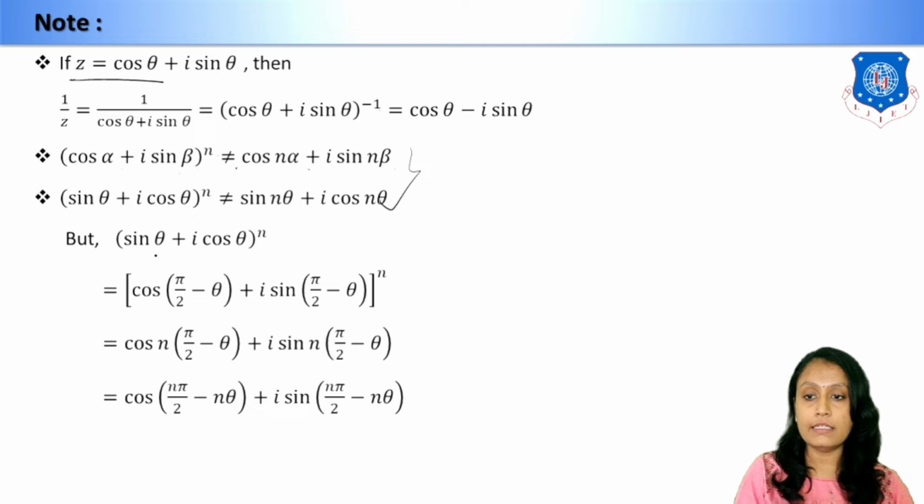But this (sin theta + i cos theta) whole raised to n, we can simplify and find some answer. So this sin theta we can write as cos(pi by 2 minus theta), and this cos theta we can write as sin(pi by 2 minus theta). Now we can apply the theorem, so this n will come over here. So you will get cos n(pi by 2 minus theta) + i sin n(pi by 2 minus theta). Take this n inside, so this will give you cos(n pi by 2 minus n theta) + i sin(n pi by 2 minus n theta).